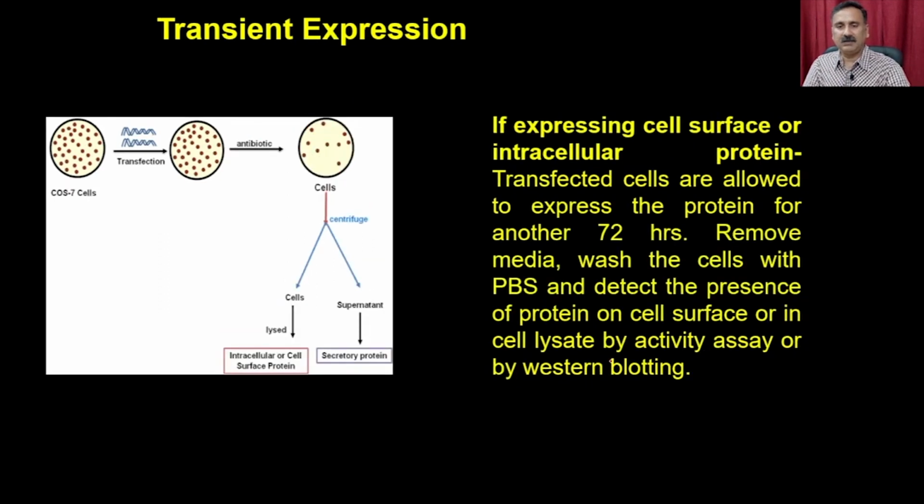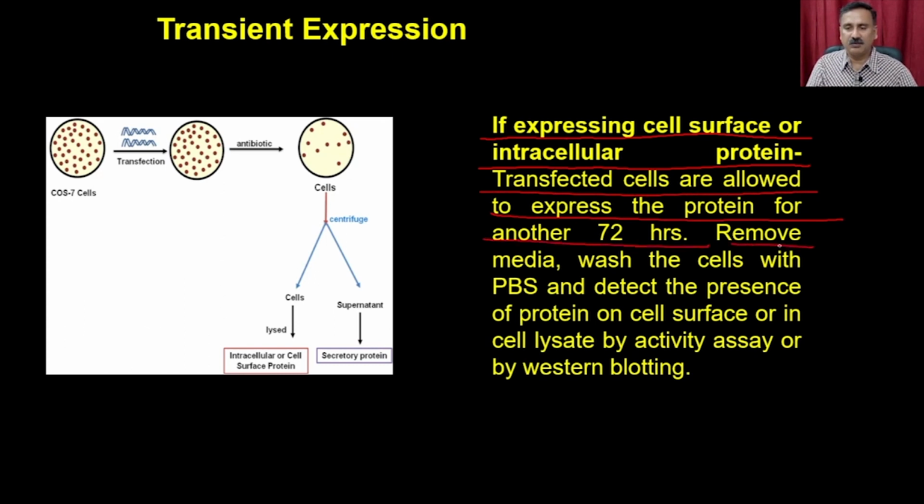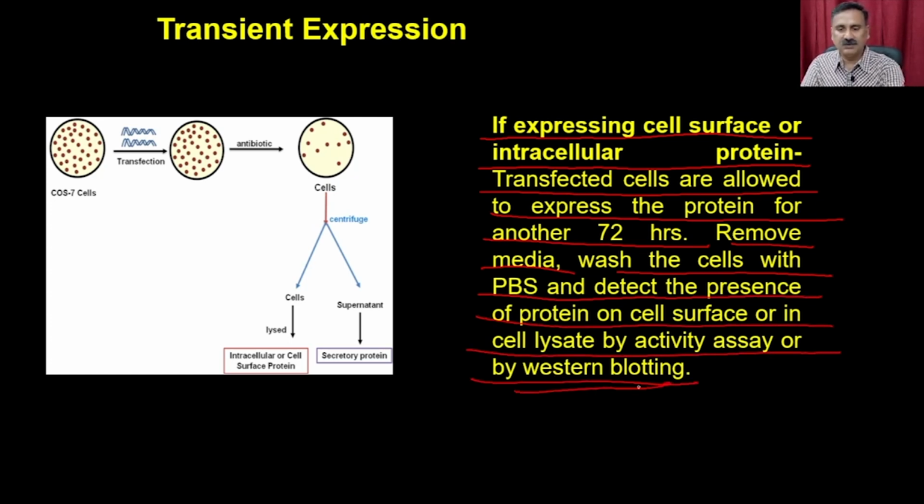Then in step 4, you can have two choices. Either the protein is expressed on the cell surface, or it is an intracellular protein. Transfected cells are allowed to express the protein for another 72 hours. You remove the media, wash the cells with PBS, and detect the presence of protein on the cell surface or in the cell lysate by an activity assay or by Western blotting. We are anyway going to discuss in a later part of this lecture how you can use Western blotting to detect the proteins.